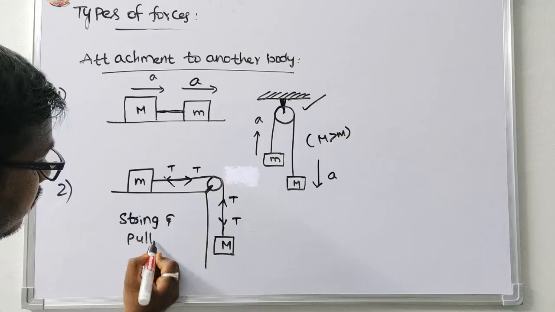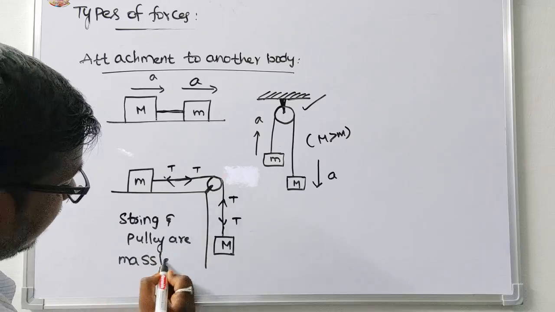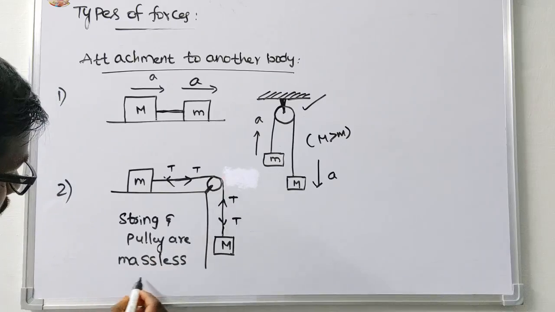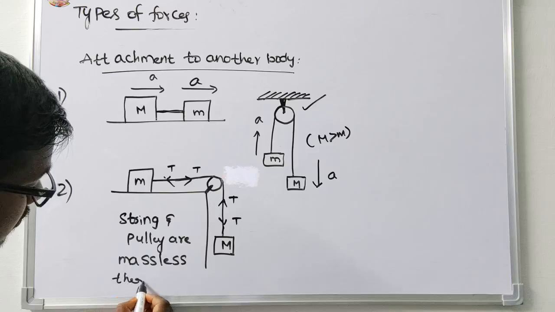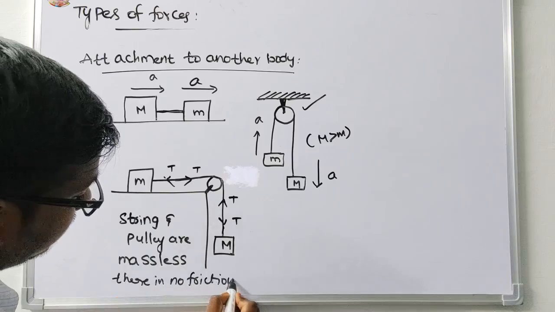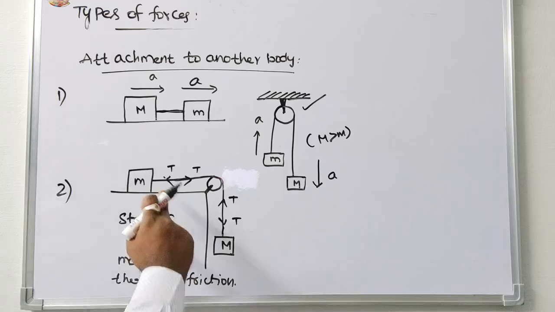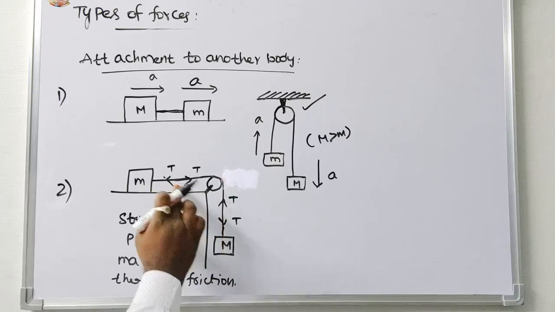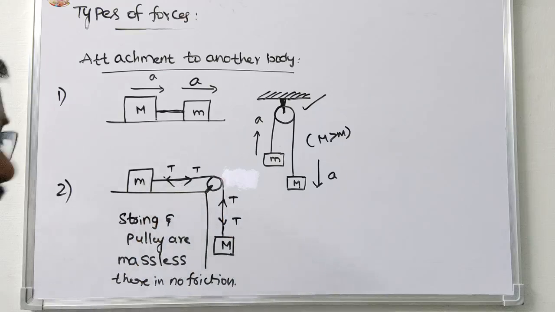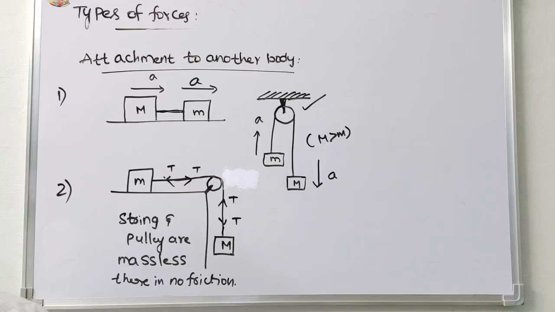String and pulley are massless, lightweight. There is no friction applicable. Then the tension is always the same at each and every point of the blocks of mass. This is the second condition.